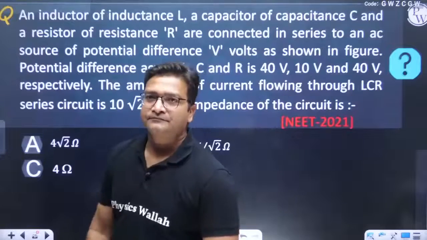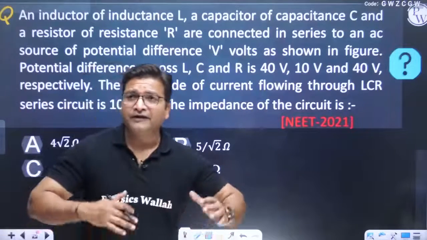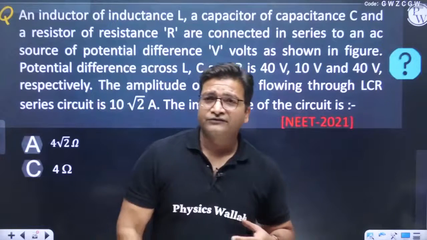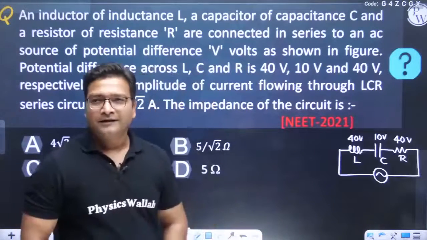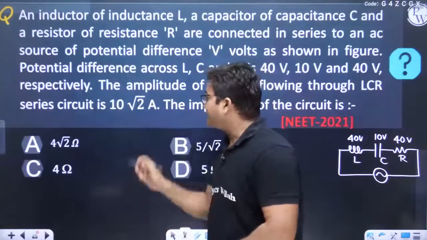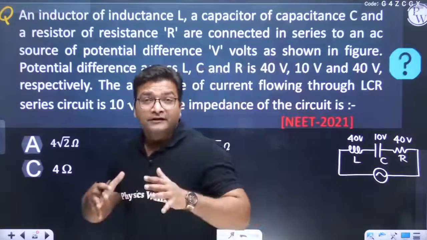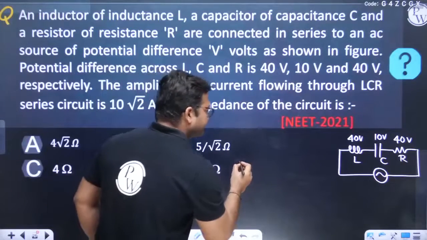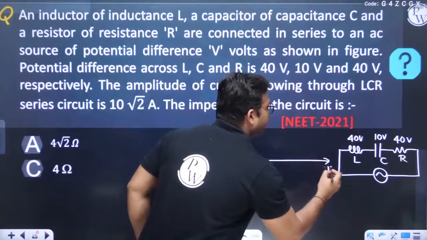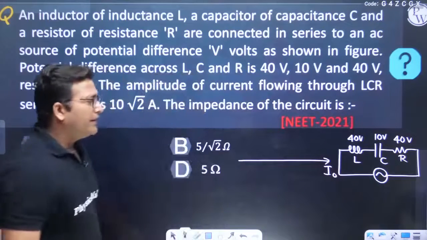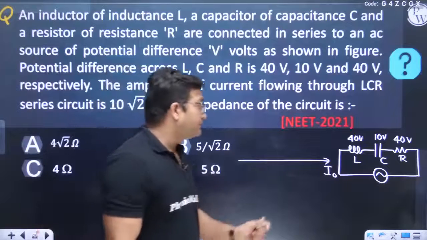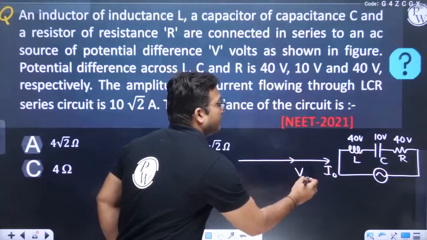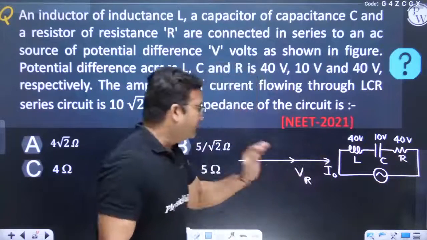Next question. Here we have an inductor of inductance L, capacitor of capacitance C, and resistance R, connected across a source of potential difference V. The amplitude of the current is given as 10 root 2, and we have to find the impedance of the circuit. So let me first draw the phasor. Let us say this is the common phasor I naught. We have the voltage across resistance in phase with I naught. So we have VR equal to 40 volt in phase with I naught.